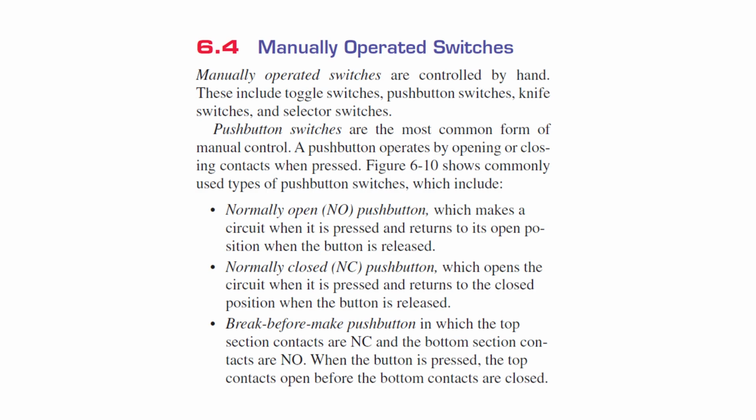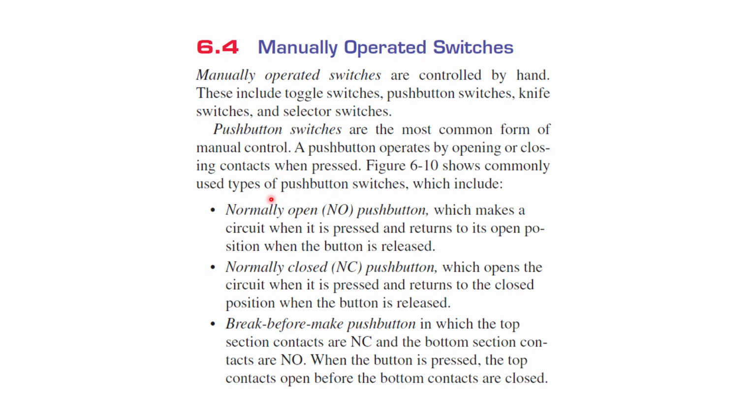Coming to the first category of switch, the manually operated switch. From the word itself, it is very clear that it is manual, which means it is controlled by means of a hand. This includes toggle switches, push button switches, knife switch and selector switch. The main important switches we are going to discuss under manual switch are the push button switch and selector switch. The push button is the most common form of manual control. It operates by opening and closing contacts when pressed.